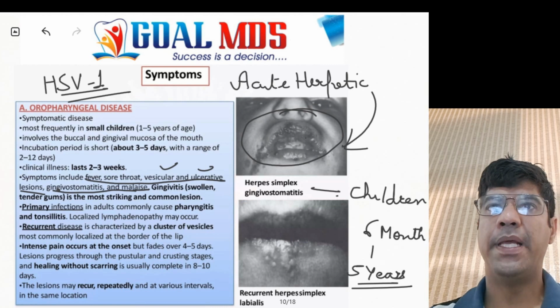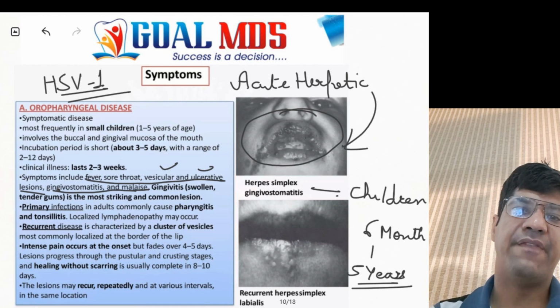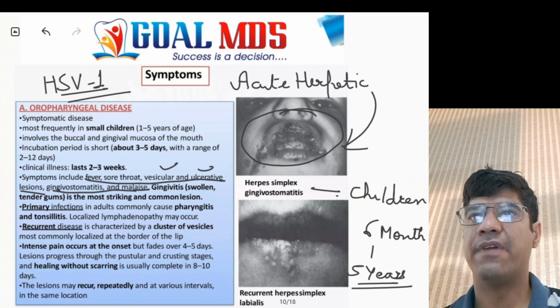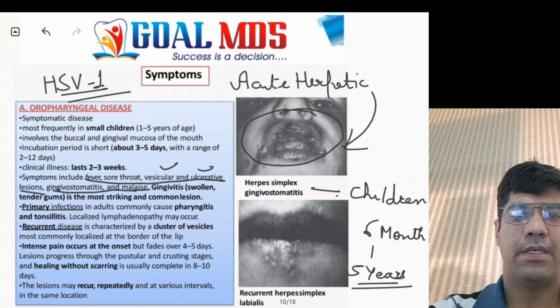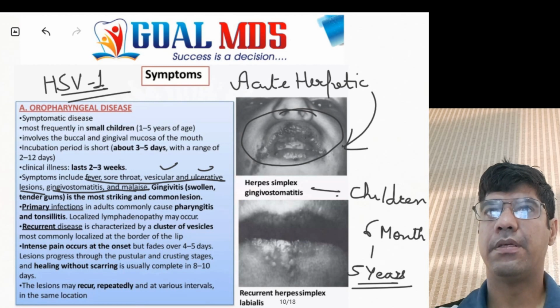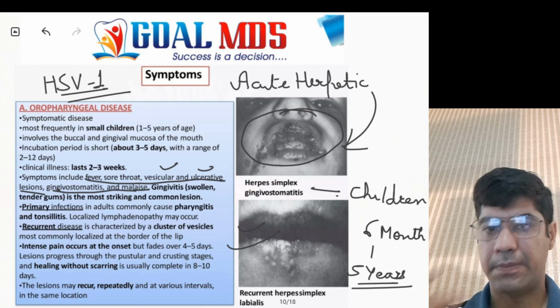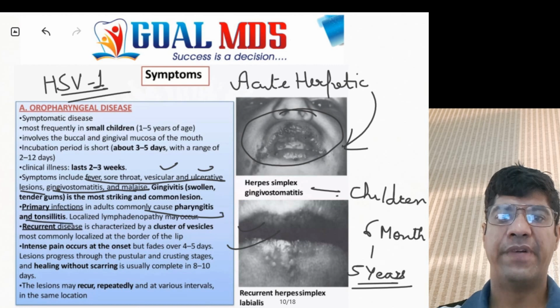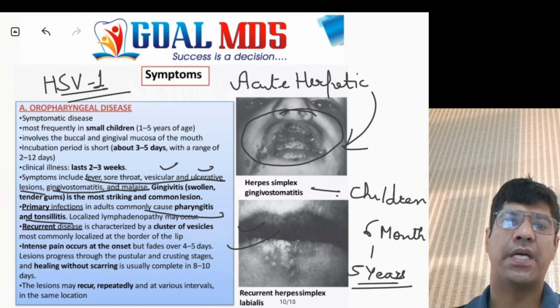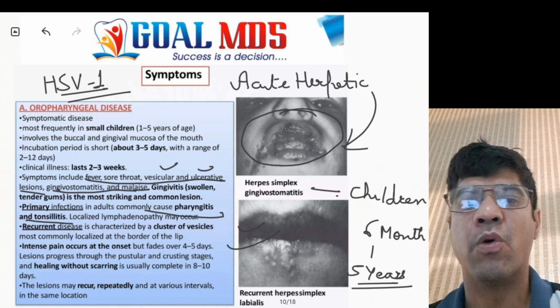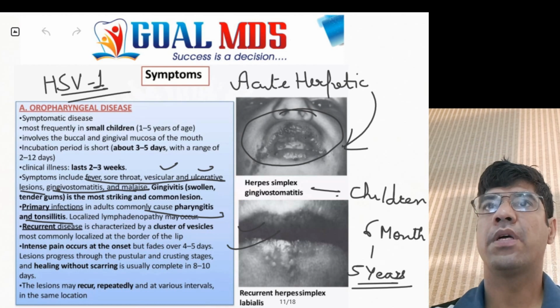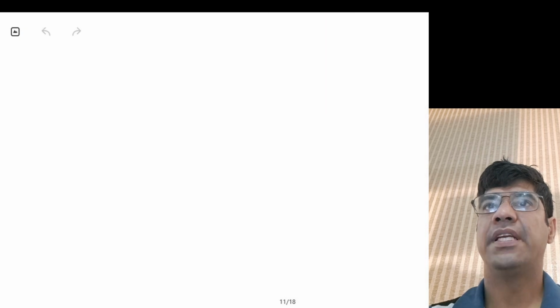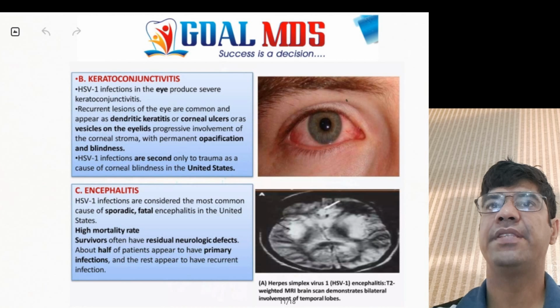Rare complications may be seen, including eye infection, esophagus inflammation, and lung inflammation. Primary infection in adults commonly causes pharyngitis and tonsillitis. Vesicles form on the tonsils and back of the throat that can turn into ulcers with a grey-yellow covering. Other features are keratoconjunctivitis. Infection in the eye produces severe conjunctivitis, and encephalitis.